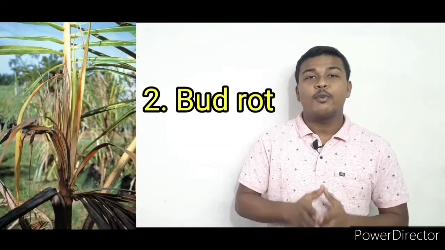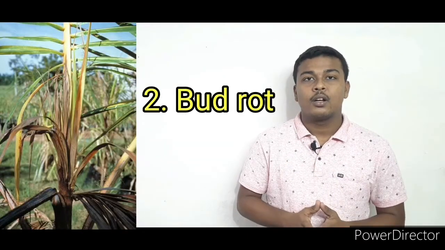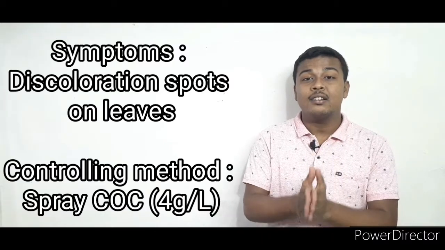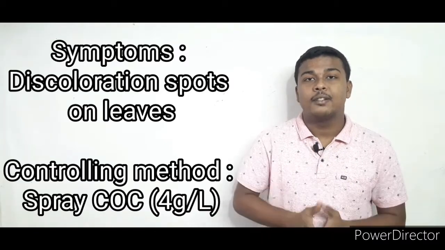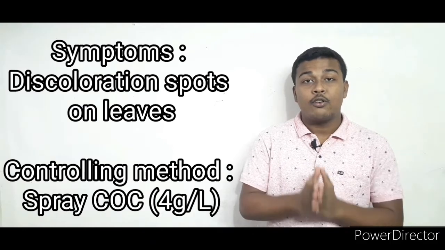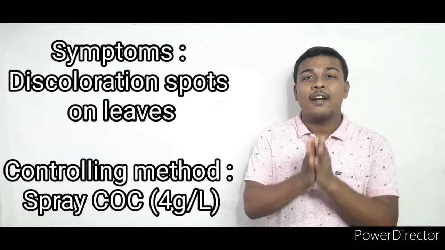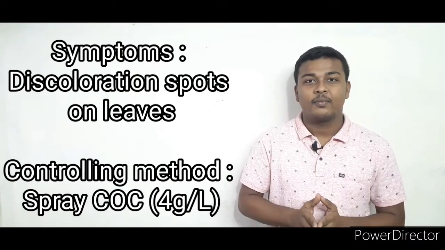The next kind of disease that we are going to know is the bud rot. Fruit crop affected by this kind of disease is the coconut. Symptom of this disease is that there will be discoloration spot on the leaves. And to control this, spray copper oxychloride, that is COC, at 4 gram per liter.